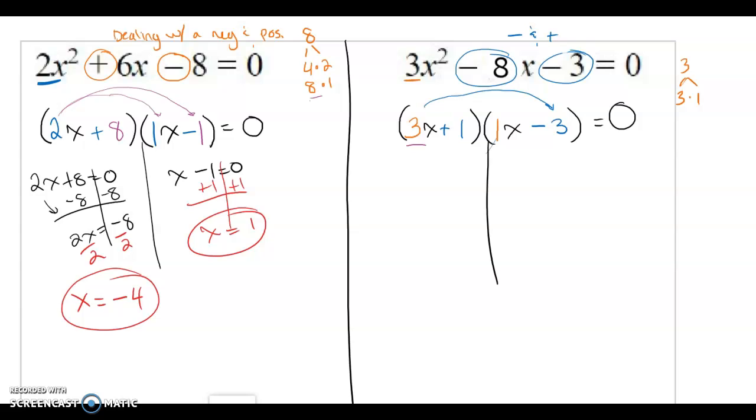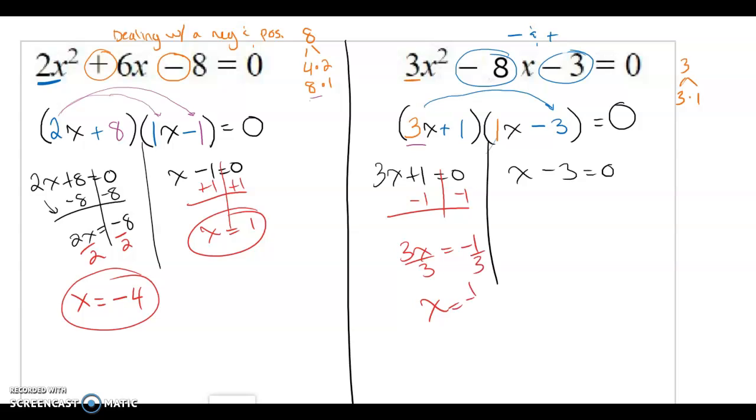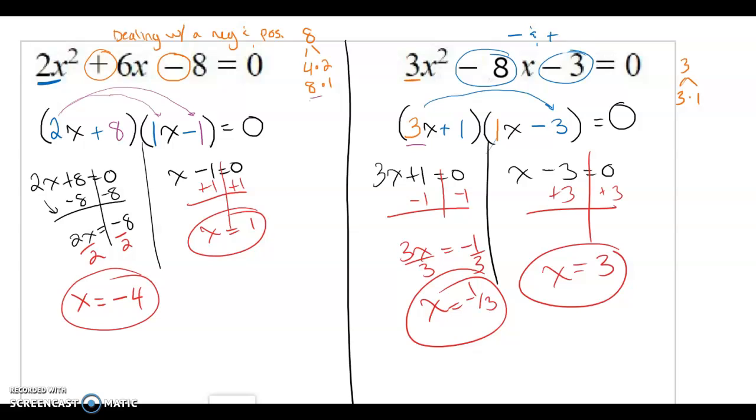So now we're going to cut these in half. I have 3x plus 1 equals 0, x minus 3 equals 0. If I solve these out, I'm actually going to get a fraction for my first one, which is negative 1/3. And for this one, I'm going to add 3, so I get x equals a positive 3. Sweet! Now I'm going to show you a different way.